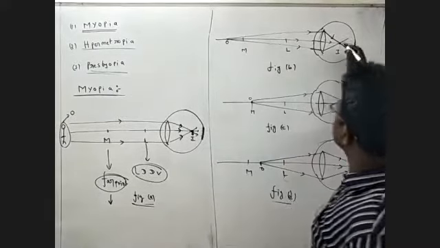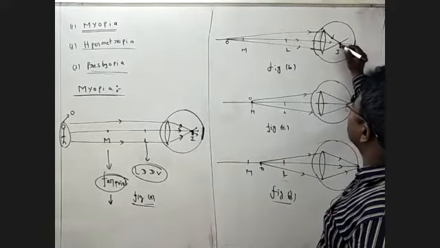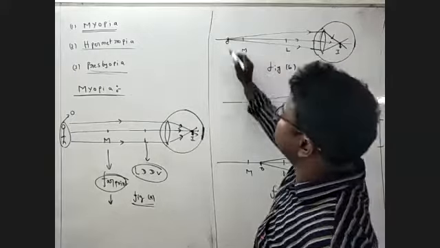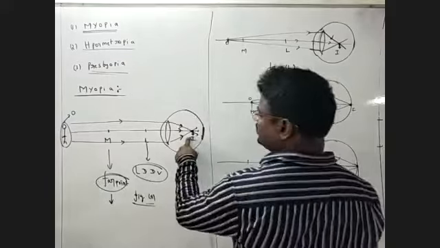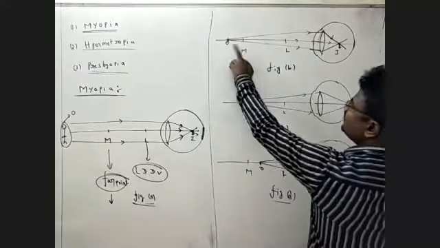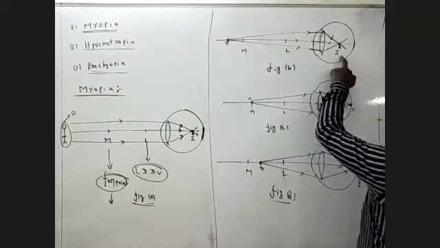In the second figure, you see that this is the object. This is the image formed here. Here the object is placed at infinity. The image forms behind the retina. So the image is formed behind the retina.